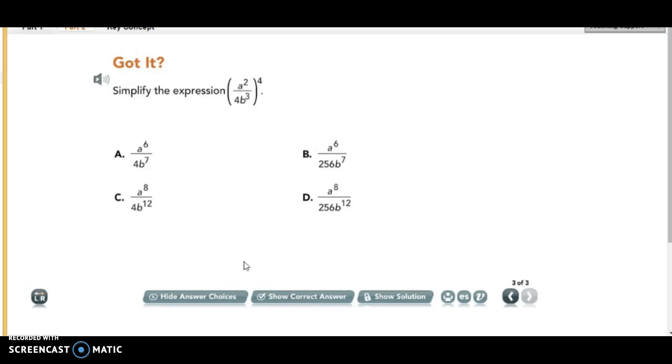Go ahead and try this one on your own. You have your 4 answer choices and the expression to simplify. So go ahead and hit pause and see if you can work through this one.